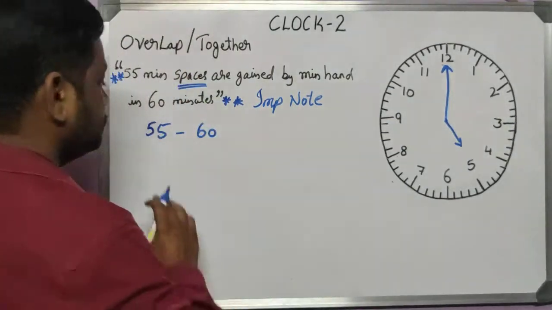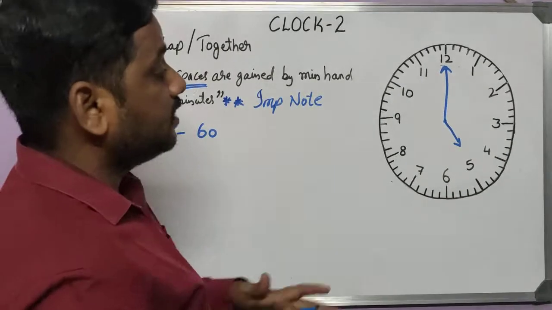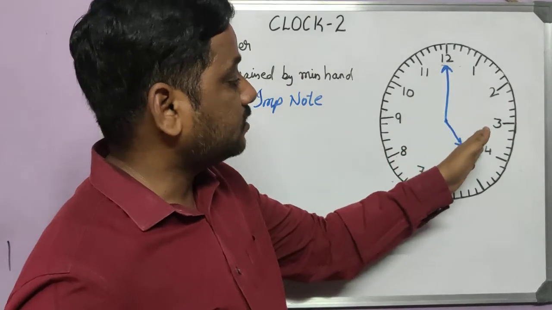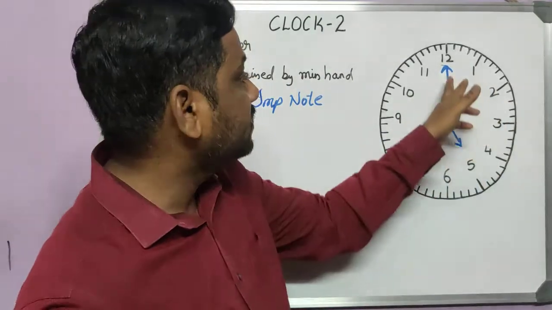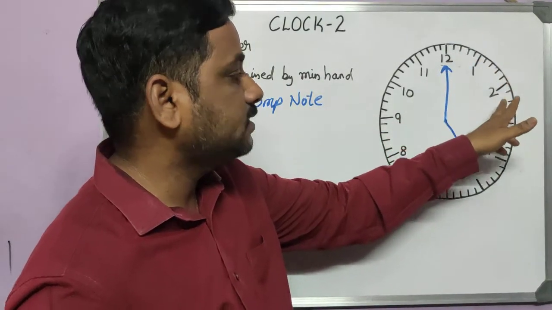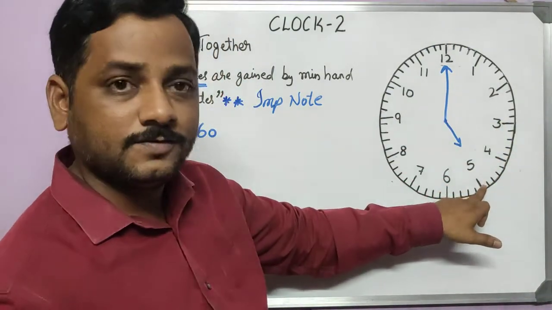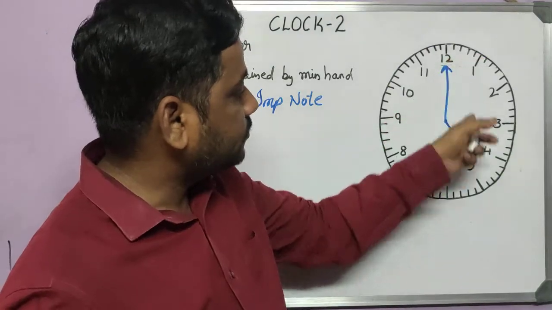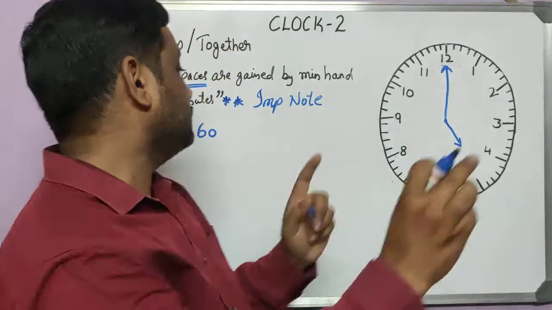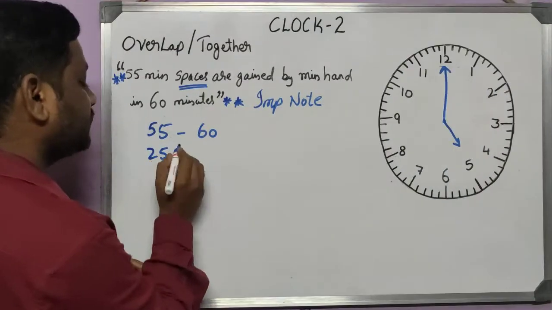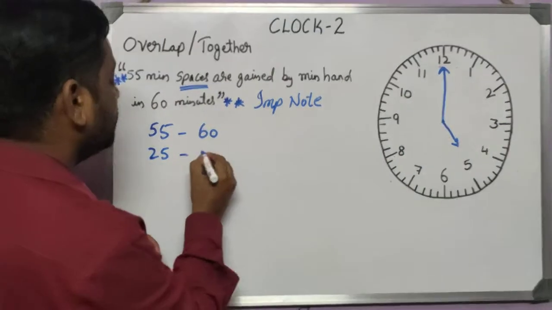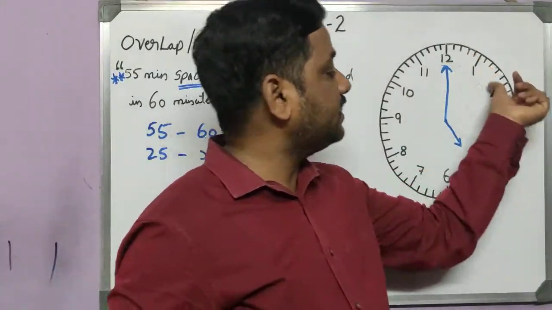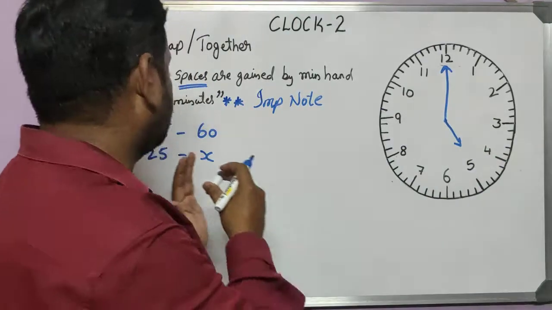Okay. So this statement you write it, and then now see how many spaces the minute hand is covering here. It is gaining 5 plus 5 is 10, 15, 20, 25. So after 5, we need to see where it will meet. So from 12 to 5 means 25 minutes. So 25 spaces are gained in how many hours? So when it is gaining 25, what would be the hour? So that is the point here.